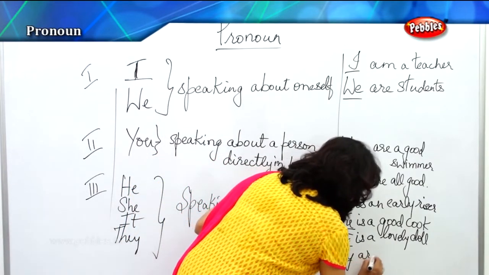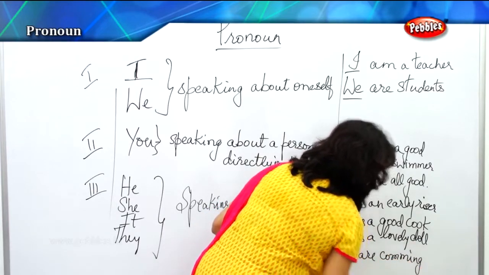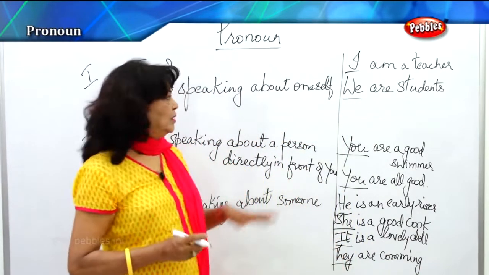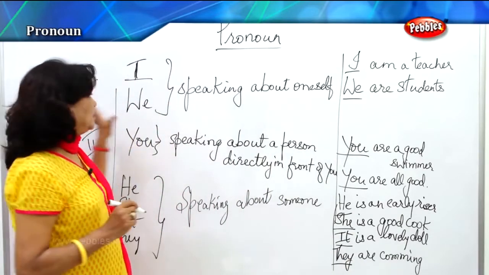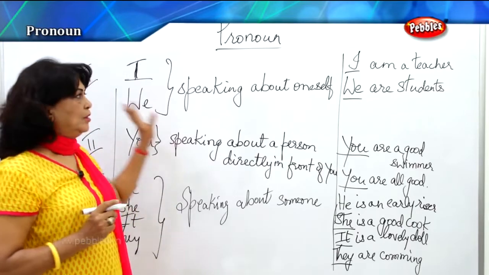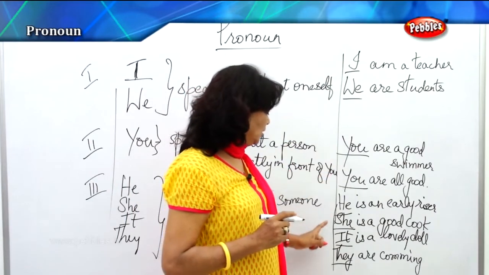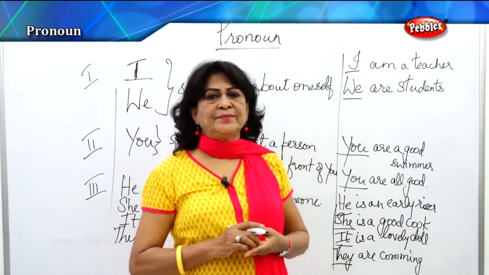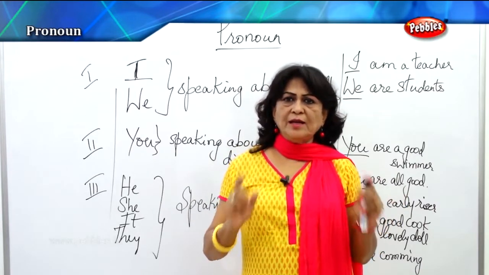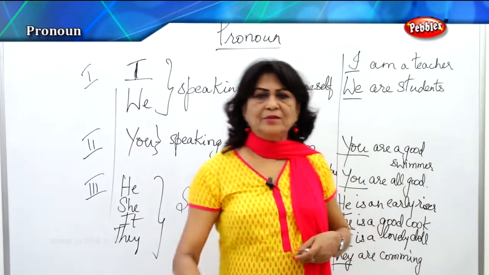They are coming. They are coming tomorrow. This is plural. I am very sure now you have understood the concept. First person, second person, third person. All these are pronouns. I, we, you, he, she, it, they. Okay. Now I will give you some sentences and I will ask you to underline all these pronouns and we will discuss about that. Okay.